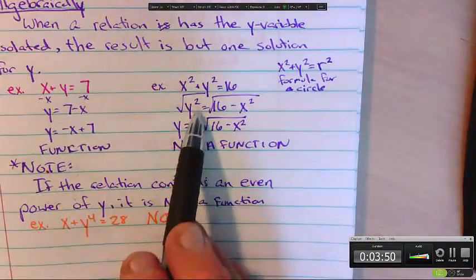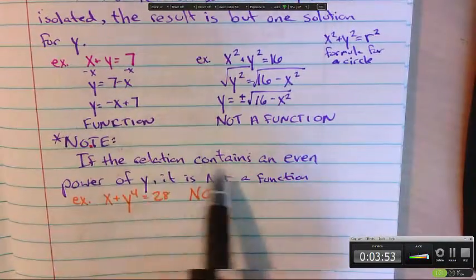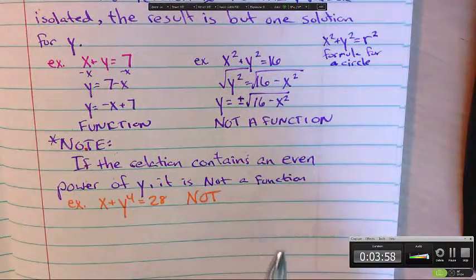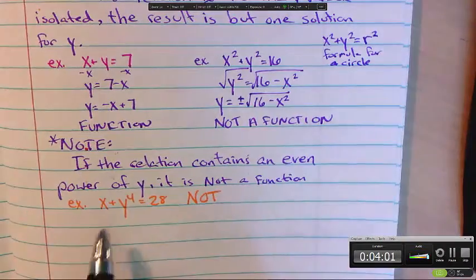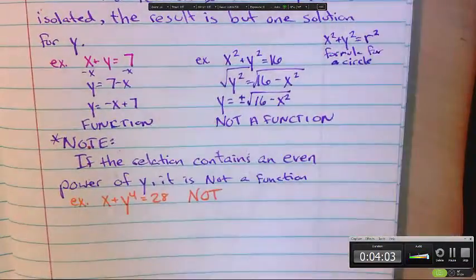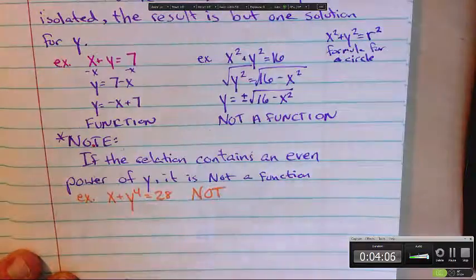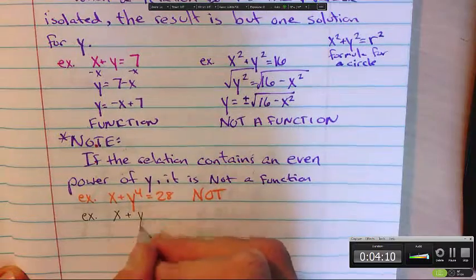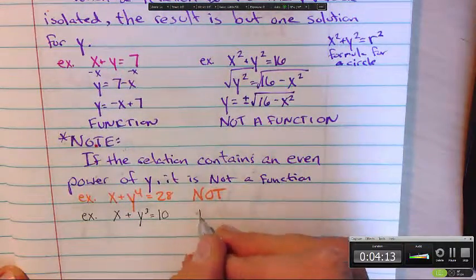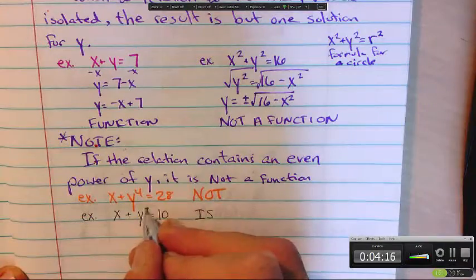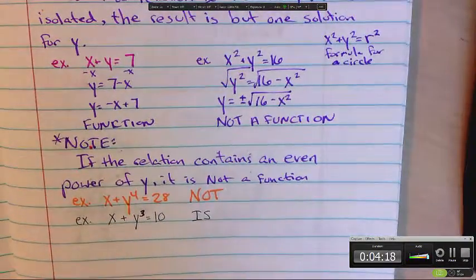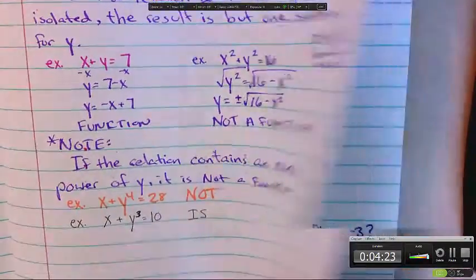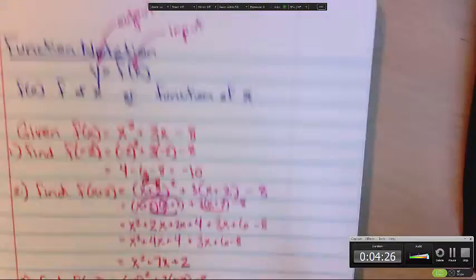Something to make note of is, more specifically, if the relation contains an even power of y, it is not a function. So it's not just a square, but any even power of y makes it not a function. For example, x plus y to the 4th equals 28 is not a function because y has a power of 4. Another example: let's say we had x plus y to the 3rd equals 10. This is a function because the power of y is 3, and 3 is not an even number. That's a shortcut way to tell algebraically if it is or is not a function.